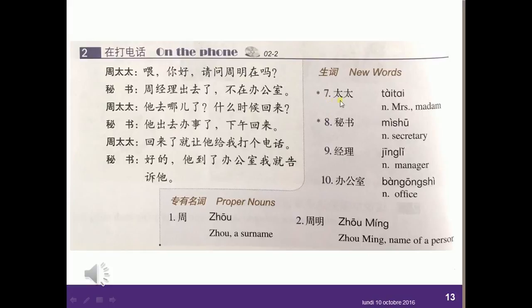第七个，太太. It literally means Mrs., a surname plus 太太. You're going to put the surname at the beginning. If his or her surname is Zhang, you say Zhang 太太, Wang 太太. But in my experience, 太太 is not very frequently used, especially in the north. Maybe in Shanghai or in cities more southern than Shanghai, people will use this term.